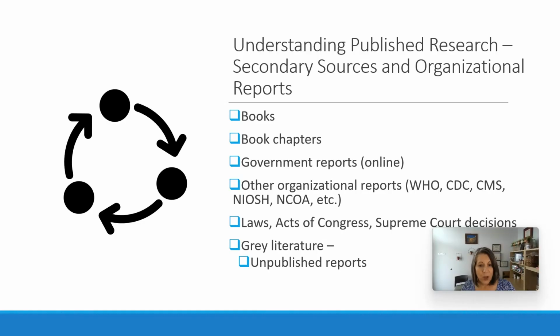Secondary sources are where someone has taken the information and they've sort of put it together in possibly a new way. So books and book chapters, like our textbook. Our textbook is a secondary source of information about how to do research, all right, taking its information from a lot of primary sources. Government reports, a different type of report. It's an organizational report, or other organizations like the World Health Organization, the Center for Disease Control, the Center for Medicaid Services, and so forth.